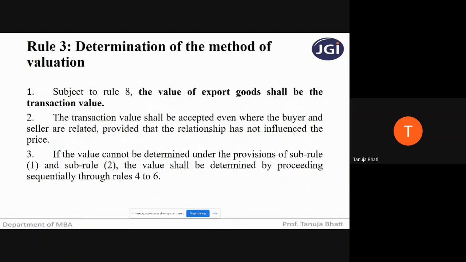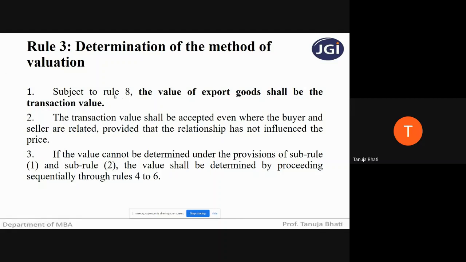Next, rule number 3. Rule number 3 is determination of the method of valuation. So we saw that in rule number 3, the assessable value will be the transaction value, now, subject to rule number 8. Now, what is rule number 8, students? Rejection of value by the customs authorities. They are rejecting the value. So, that is why they are saying subject to rule number 8. That is, if in rule number 8 the value is being rejected, then you can move to rule number 4.